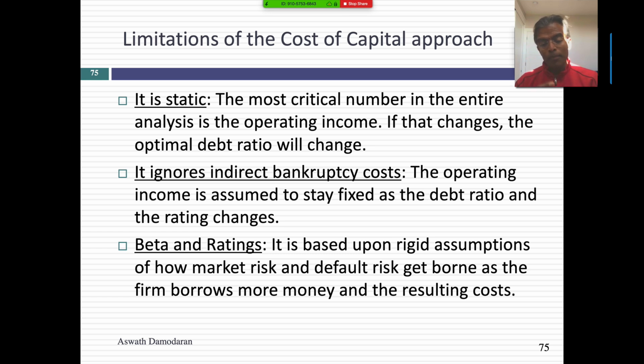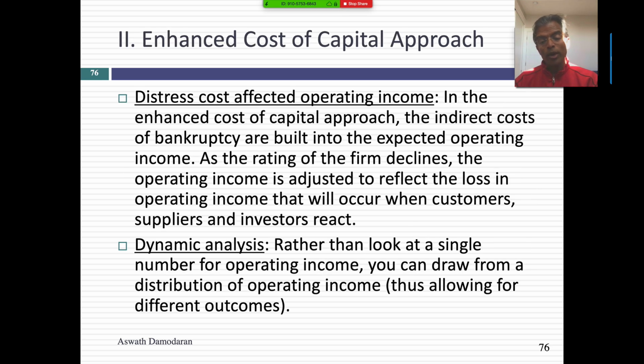It's also static. I'm basing my optimal debt ratio on the operating income in the most recent year. And finally, I'm making some rigid assumptions about how the beta will change. I'm assuming that all of the market risk in the company is borne by the beta, the levered beta calculation. Now, is there a way around this?